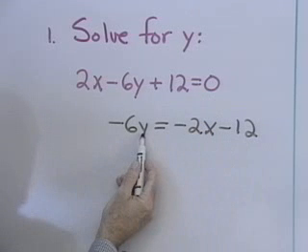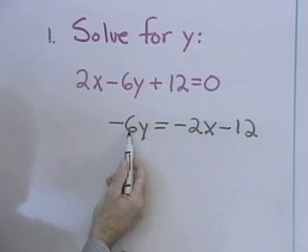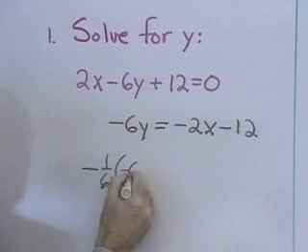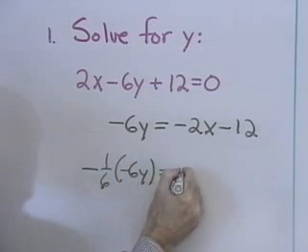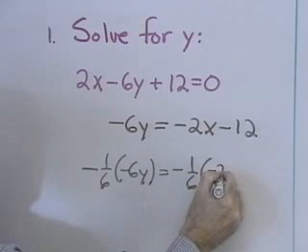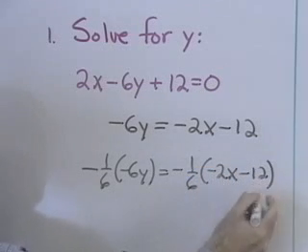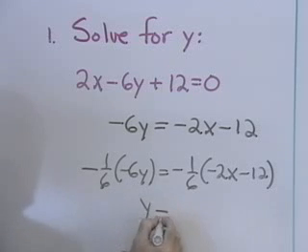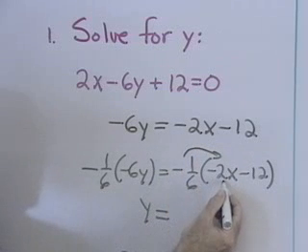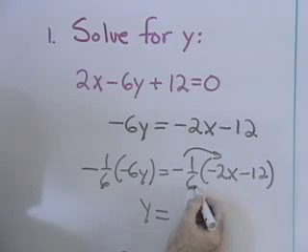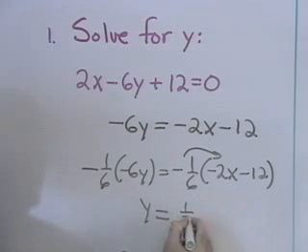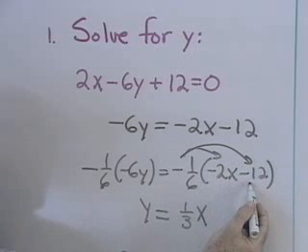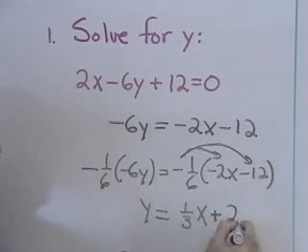Now I want to isolate y on the left side of the equation, so what I'll do is multiply by the reciprocal of negative 6, which is negative 1/6. If I do that to the left side, I do it to the right side also. Now negative 1/6 times negative 6y gives me y, and negative 1/6 times negative 2x will be positive 2/6x, which is 1/3 x, and then negative 1/6 times negative 12 is going to be positive 2.